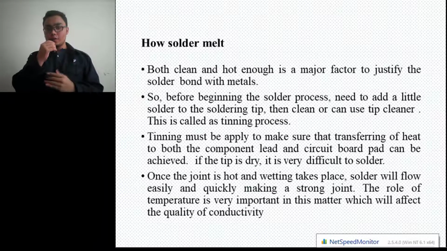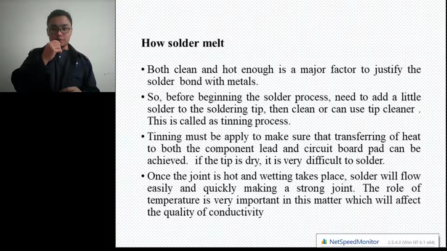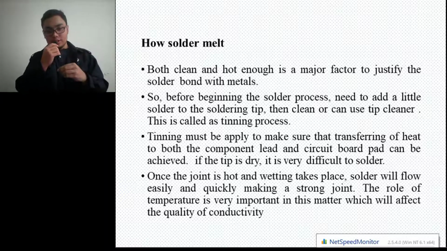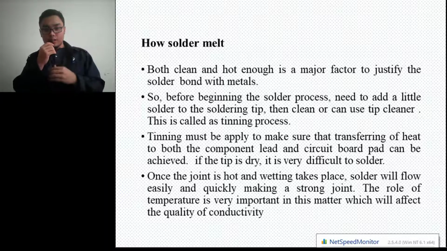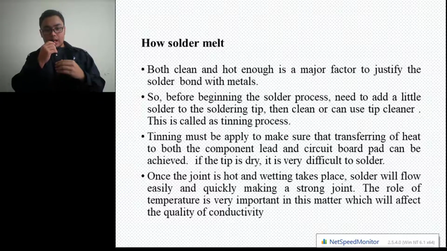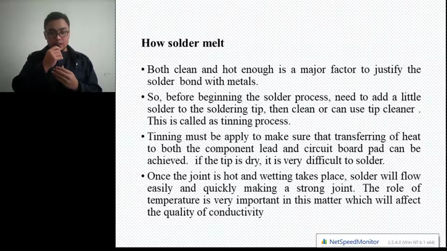Okay, now let's see how solder melts. Both surfaces being clean and hot enough is the major factor to justify the solder bond with metal. So, before beginning the soldering process, you need to add a little solder to the soldering tip and then clean it, or you can use a tip cleaner. This process is called the tinning process. Tinning must be applied to make sure that transfer of heat to both the component lead and the circuit board pad can be achieved. If the tip is dry, it is very difficult to solder. So when the joint is hot and wetting takes place, solder will flow easily and quickly, making a strong joint.